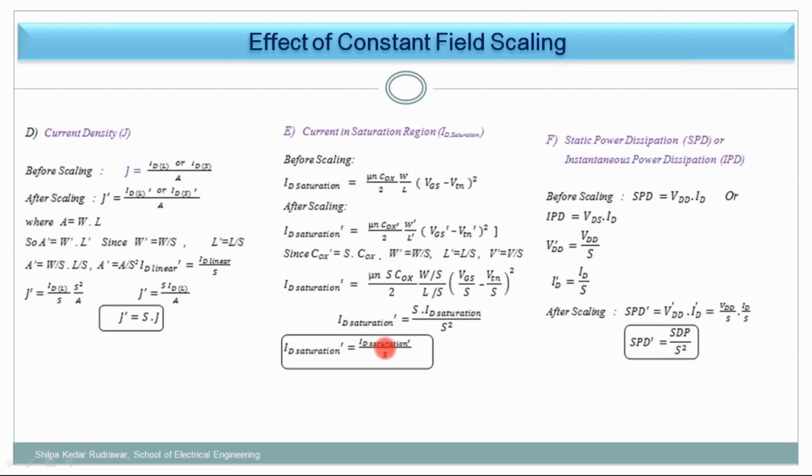You can consider it as a saturation current or linear current, it doesn't matter. So it is mentioned as ID only. It is not mentioned as linear or saturation. You can consider any one. Now, what is SPD? That is static power dissipation after scale down, which, after putting these values, you are getting this. So just comment in the chat box. Will power dissipation over here decrease or increase? Just let me know. Here, is power dissipation increased or decreased? Just let me know.